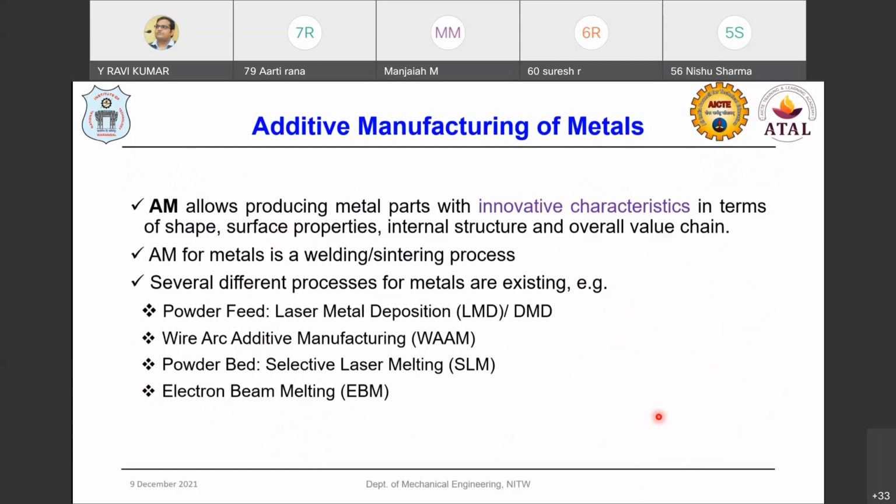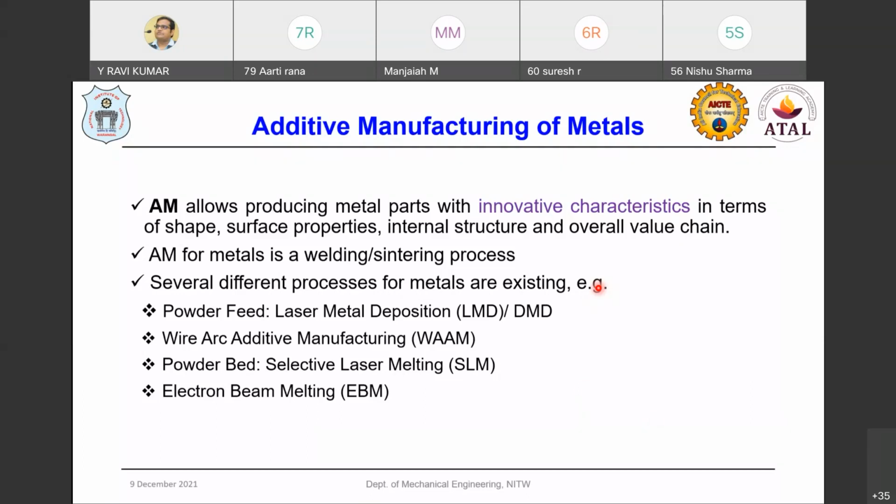With respect to metals, as I have discussed, it is about innovative characteristics. Whatever characteristics we need, that kind of innovative characteristic can be achieved with the metal AM process, with redesigned shape, structure, and surface properties. Even with internally modified structures, the overall supply chain can be improved with the AM process. And AM with respect to metals is similar to a welding or sintering process. The mechanism of the process is similar to welding or sintering.